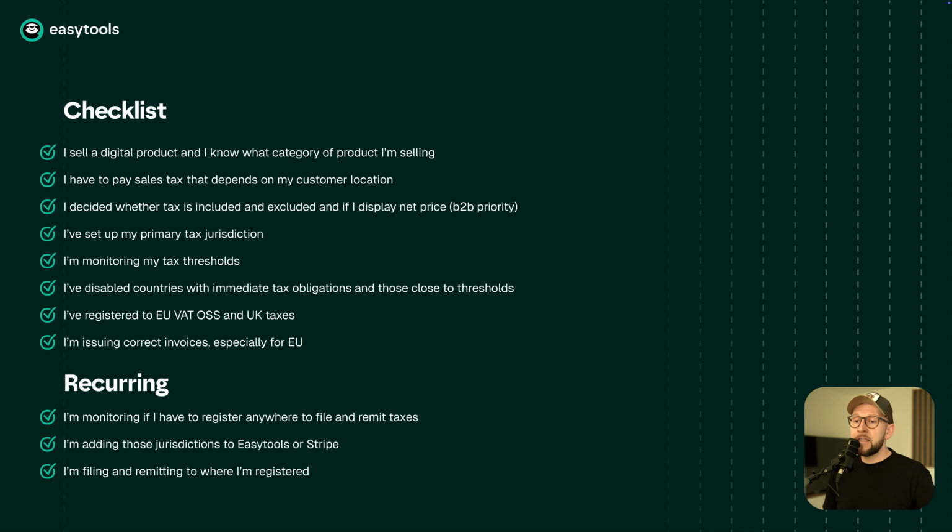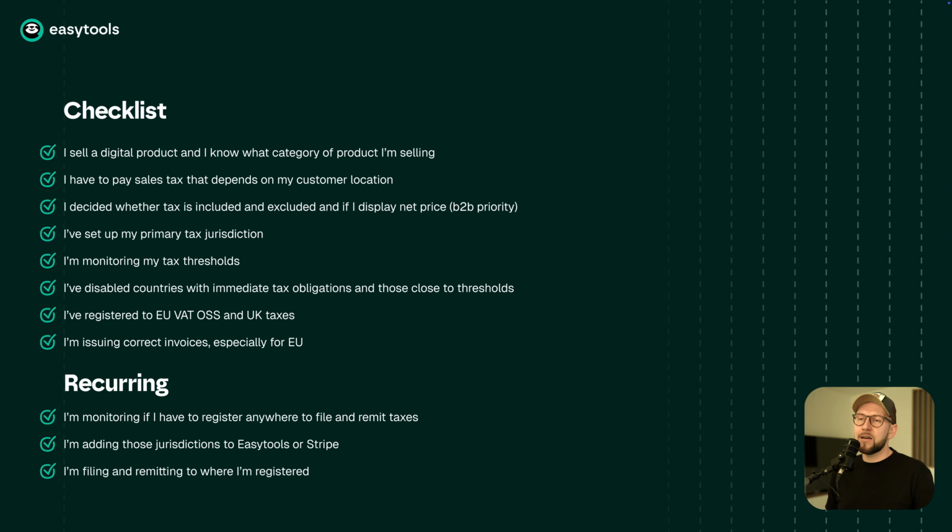And also you are adding those jurisdictions to Easytools on Stripe. So you have to remember that once you register somewhere, you go to Stripe, you click add new jurisdiction, and then they can calculate the taxes correctly. The same happens on Easytools, then we can calculate those taxes correctly for you.